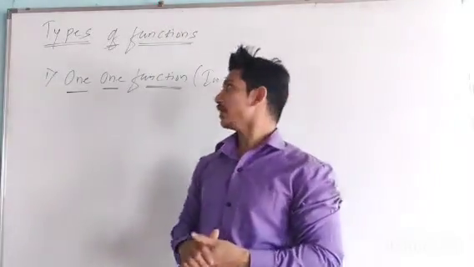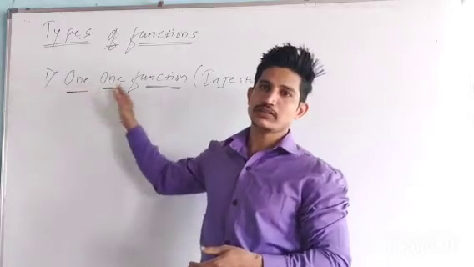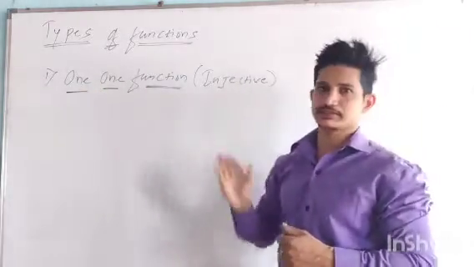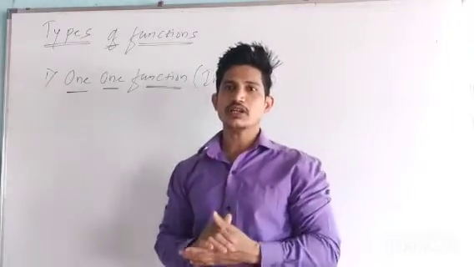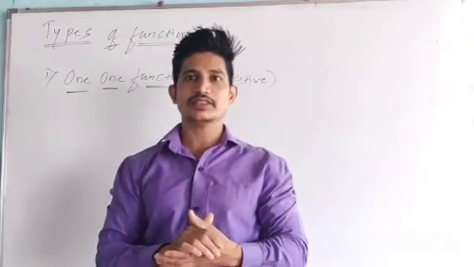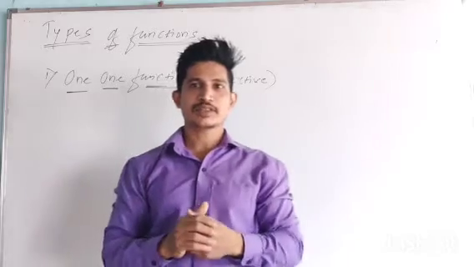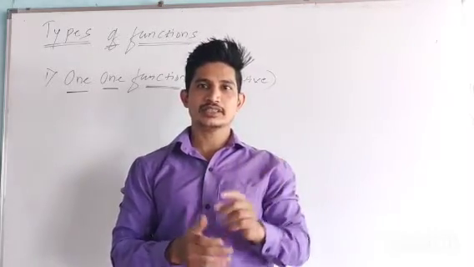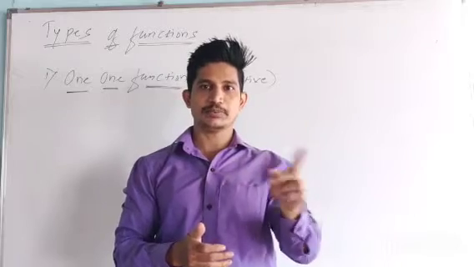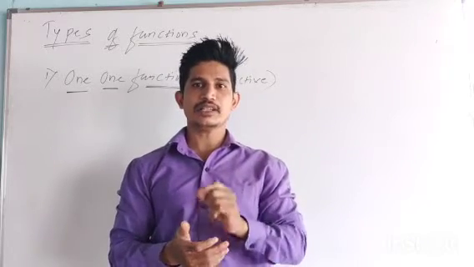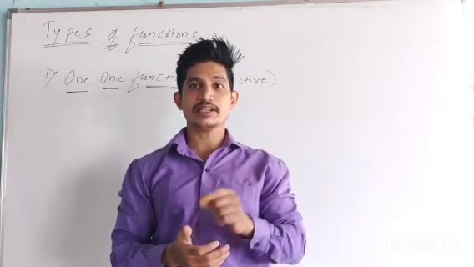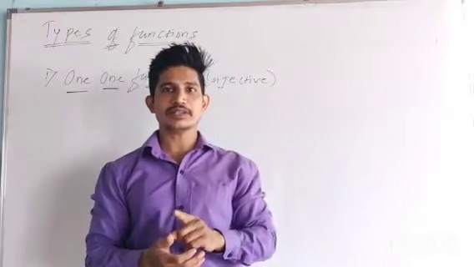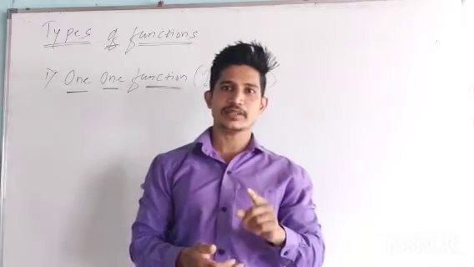So the first one is called one-one function, or it is also called an injective function. So what is a one-one function? If you are making a function between two sets, suppose set A to set B, then different elements of A have different images in B.